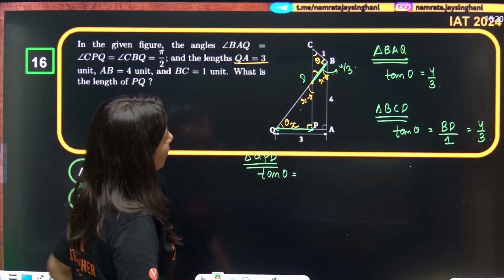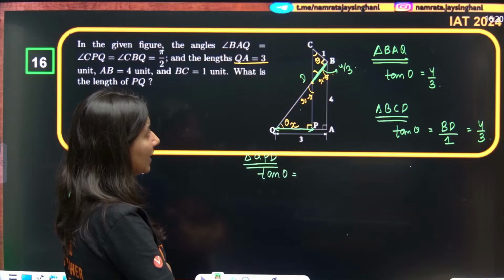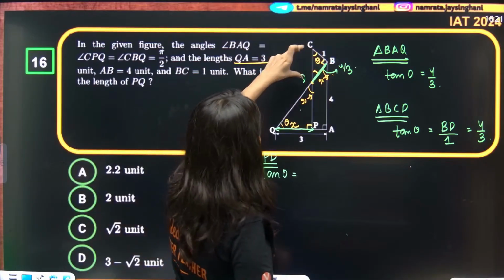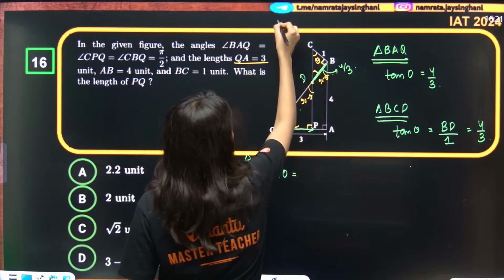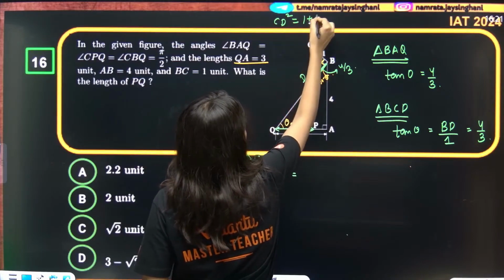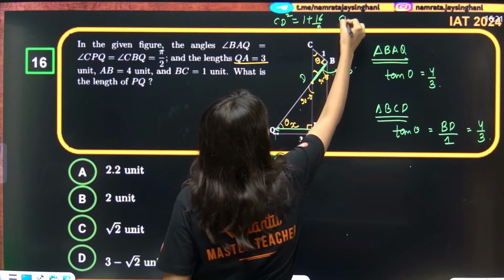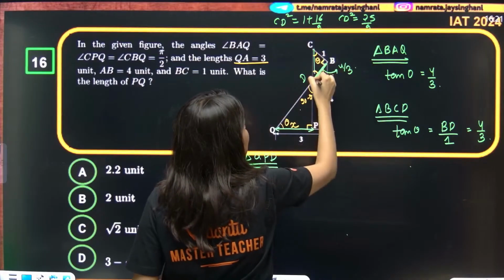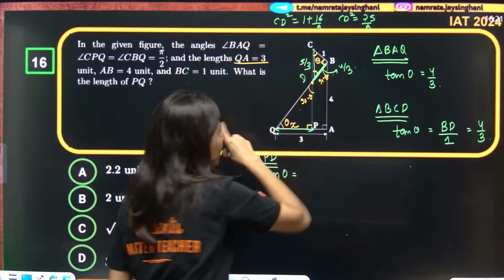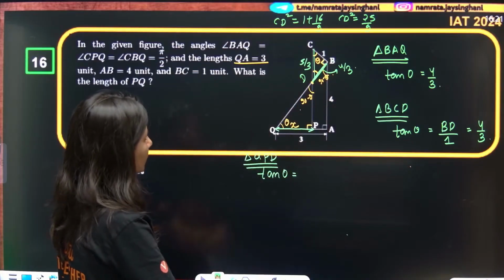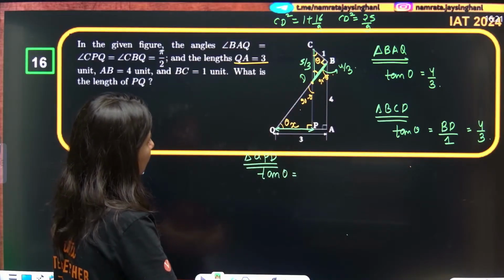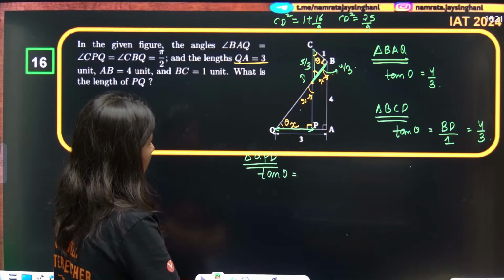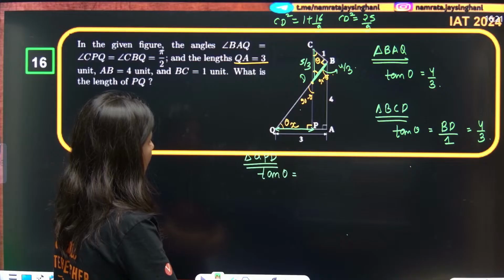So CD is not there, right? CD. Okay, you can actually get the length of CD as well. See, if this is 1, this is 4 by 3, then CD will be what? CD is hypotenuse. CD square is equal to 1 plus 16 by 9. So CD square is nothing but 25 by 9. CD is nothing but 5 by 3. So this length is 5 by 3.